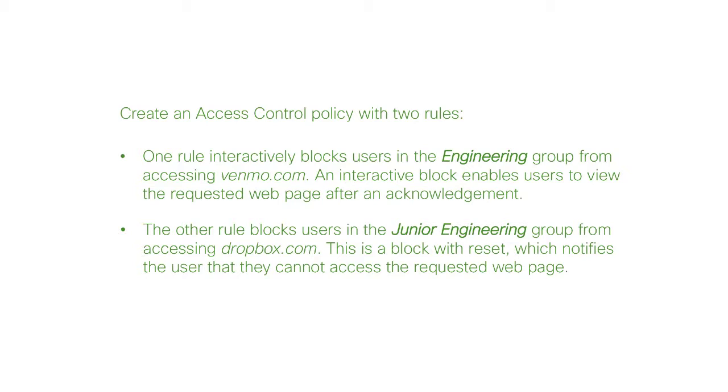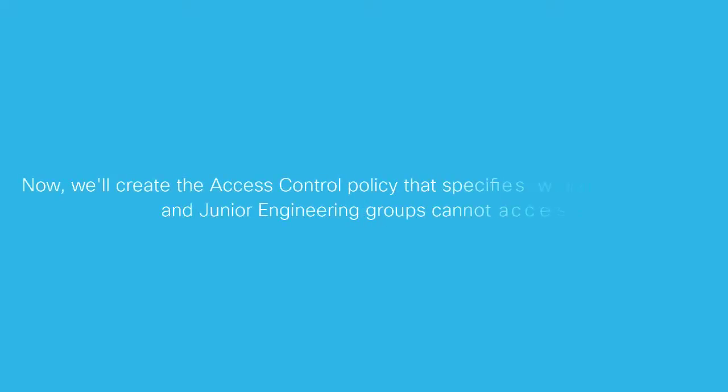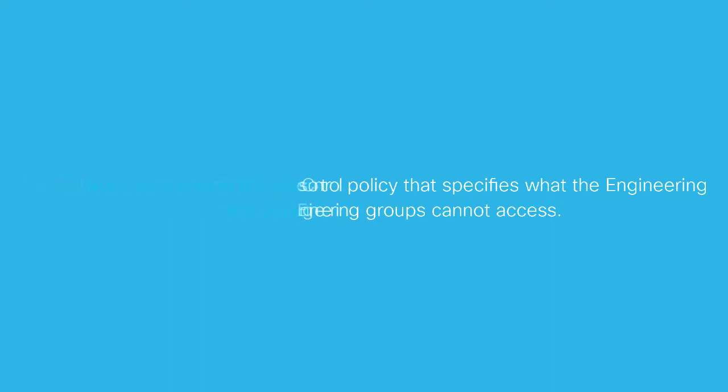The next video, which is the third and final video in the series, shows how to deploy policies to manage devices and demonstrates the policies working. Now, we'll create the access control policy that specifies what the engineering and junior engineering groups cannot access. The access control policy has two rules, one for each group.